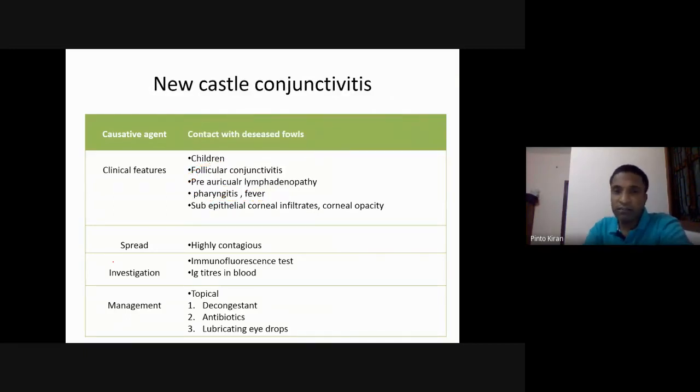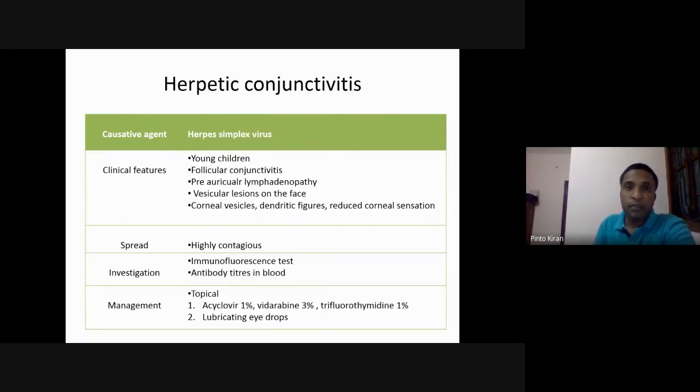Newcastle, I told you, they have the same clinical picture, but what is the causative agent? It's contact with the diseased fowls. Herpetic conjunctivitis, I told you, you will have corneal vesicles, dendritic figures, and a reduced corneal sensation. Highly contagious again, and diagnosis is similar to that.